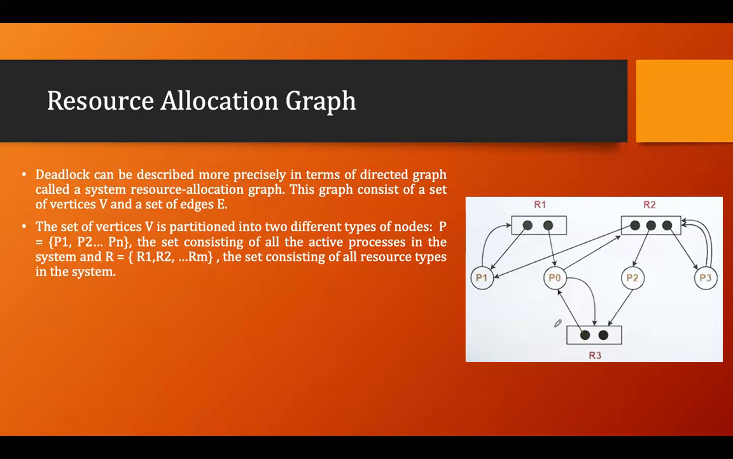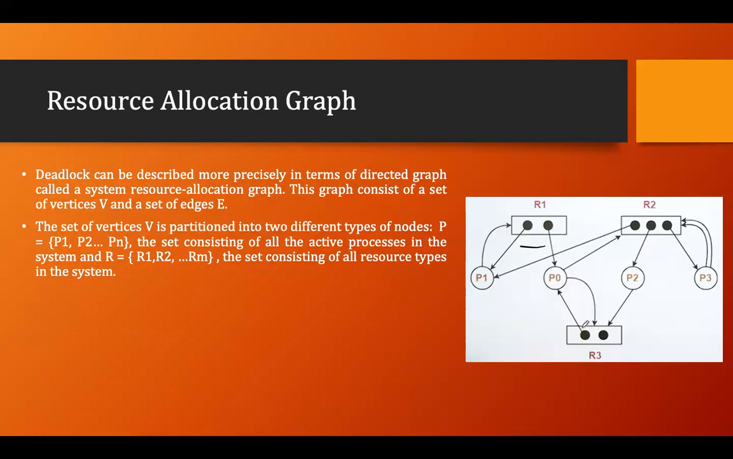So in this particular graph, as you can see, this is one type of vertex which is showing the resource, and this is another type of vertex which is showing the process. So we have processes P0, P1, P2, P3, and we have resources R1, R2, and R3. The dots tell you how many instances of these resources are there. So for R1, 2 instances are there. For R2, maximum 3 instances are there. For R3, maximum 3 instances are there.